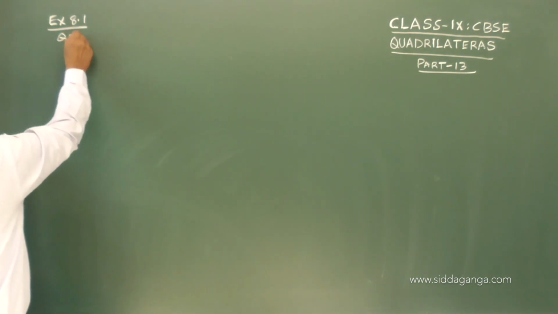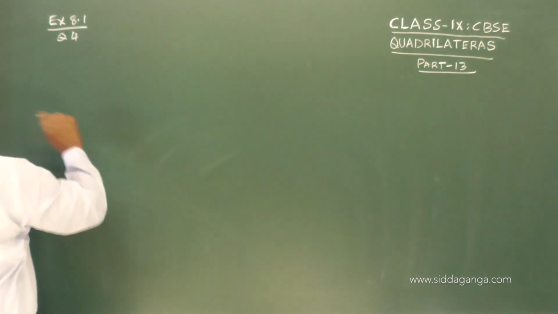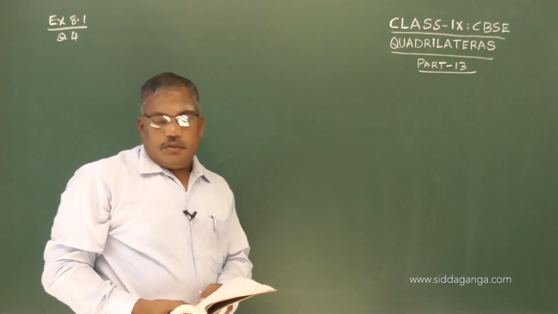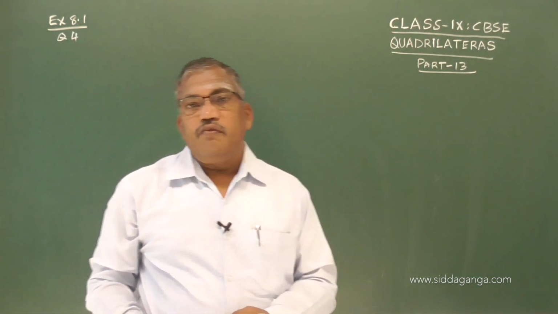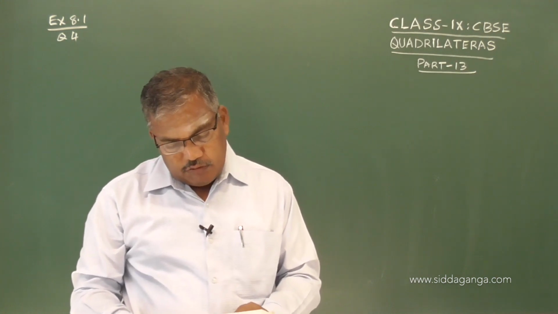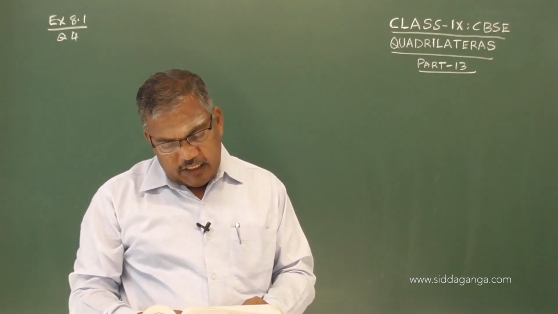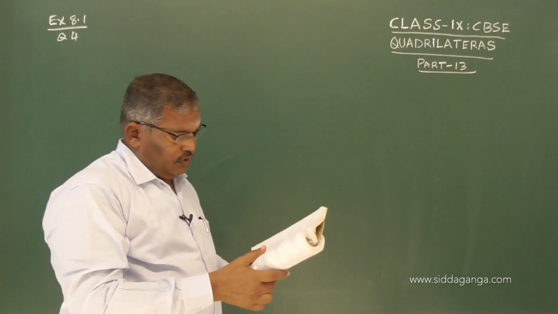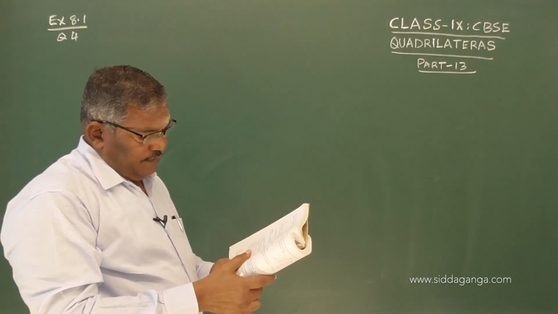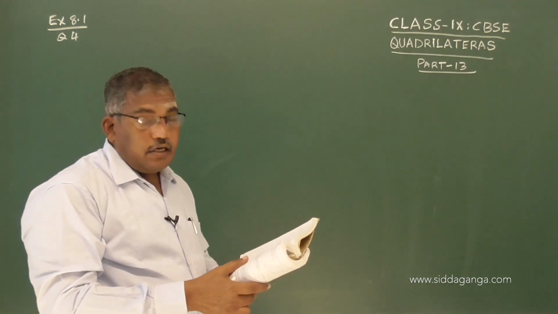Question number 4. It is on page 146. You may please open the textbook. Show that the diagonals of a square are equal and bisect each other at right angles.